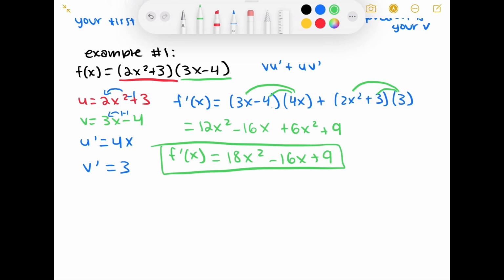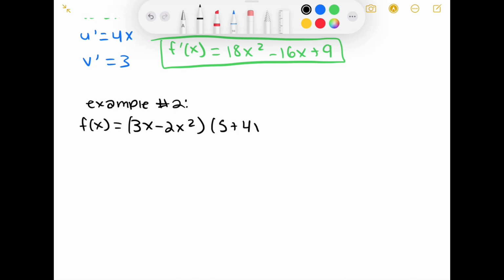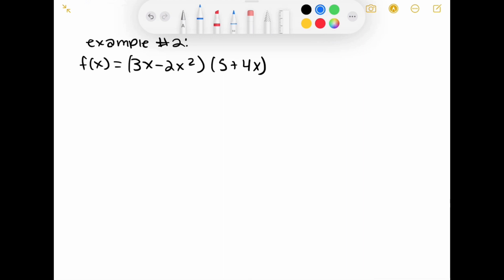We're going to do another example to kind of get used to these kinds of equations. And so now let's do our second example, example number 2. And example number 2 is as follows. F of x equals 3x minus 2x squared times 5 plus 4x. And so we're going to find our u, which is 3x minus 2x squared, and our v, which is 5 plus 4x.